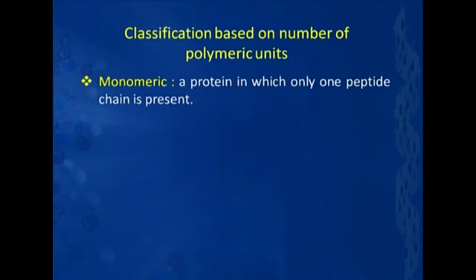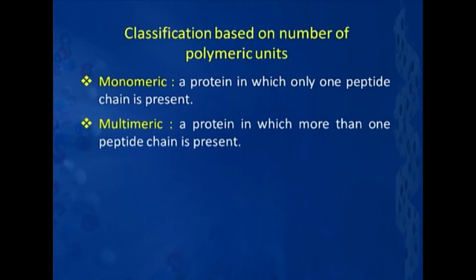Let us look at the classification based on number of polymeric units. On this basis, one typical way is that we have proteins which are monomeric. As the name suggests, mono means one. A protein molecule in which only one peptide chain is present, because you may have proteins where more than one unit is present, we will come to that. So monomeric proteins are the ones which have only one long peptide or polypeptide chain.